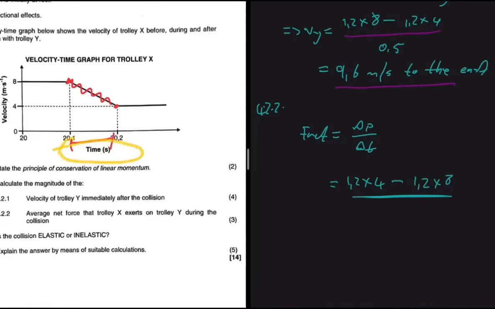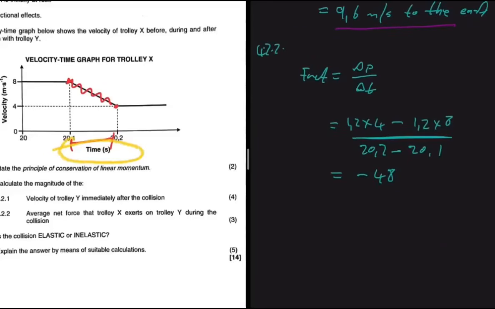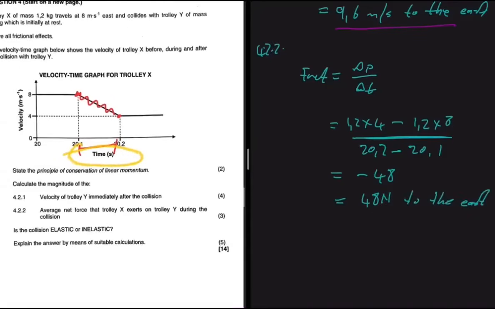It happens from 20.1 to 20.2 seconds. So here we're going to have 20.2 being the final minus 20.1 being the initial. If I just put that in my calculator, let me see what I get here. I'm getting minus 48, right? But we've already said that we don't care about the sign. We know that it's supposed to be 48 newtons to the east. And yeah, I think that's it for 4.2.2.